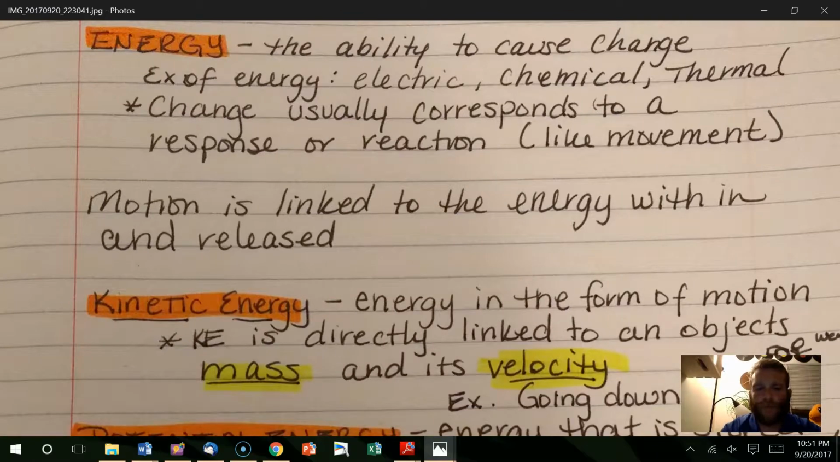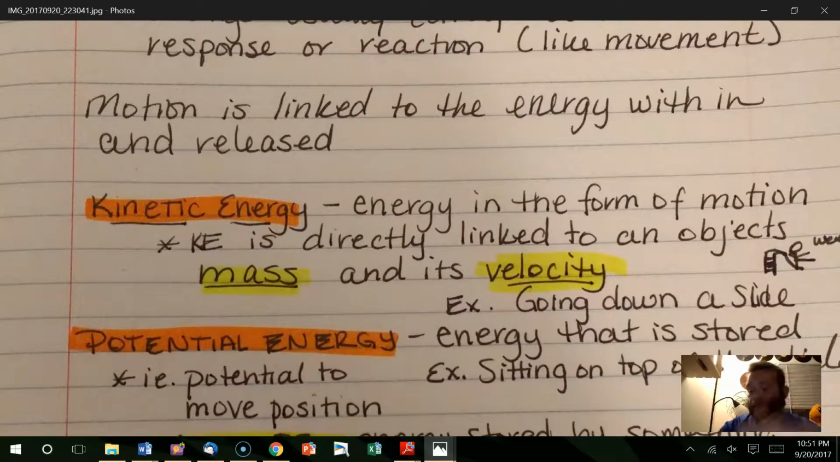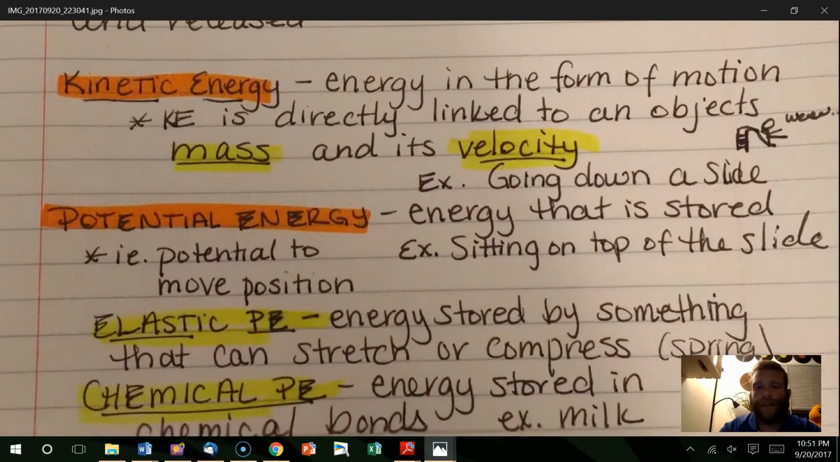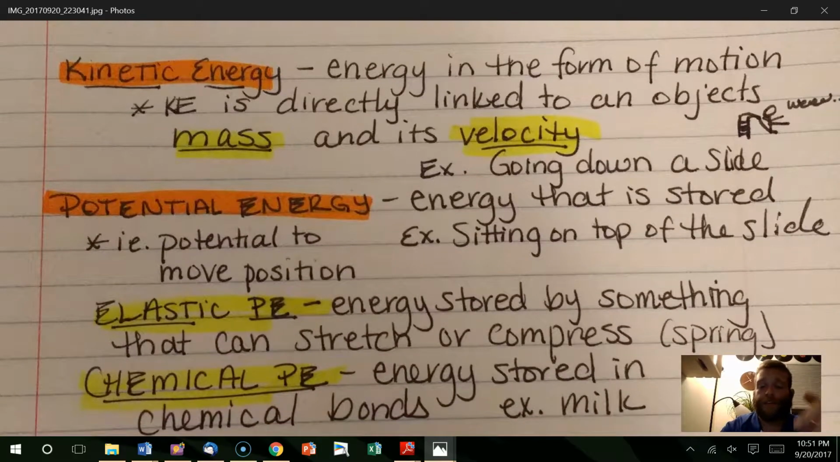You should know that motion is linked to energy, like we've seen, and that the difference between kinetic and potential energy is that with kinetic energy, an object is moving, and potential energy is the energy stored inside of something, the object or the chemical or whatever it is.